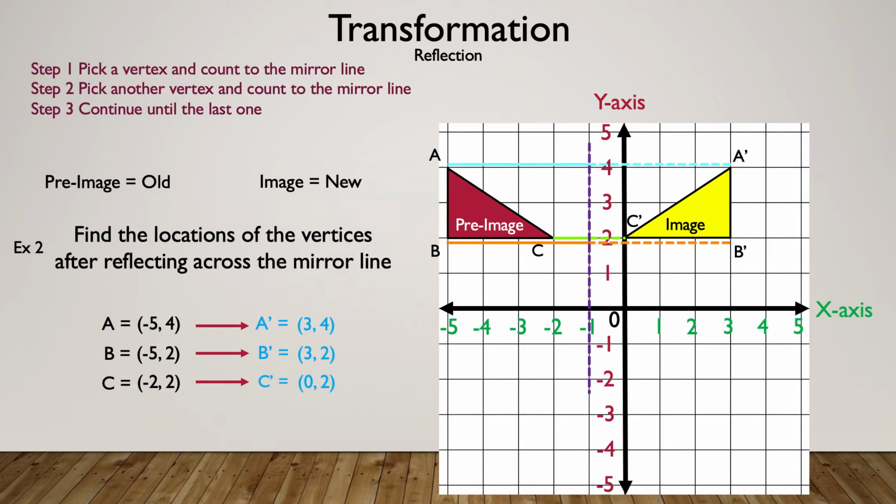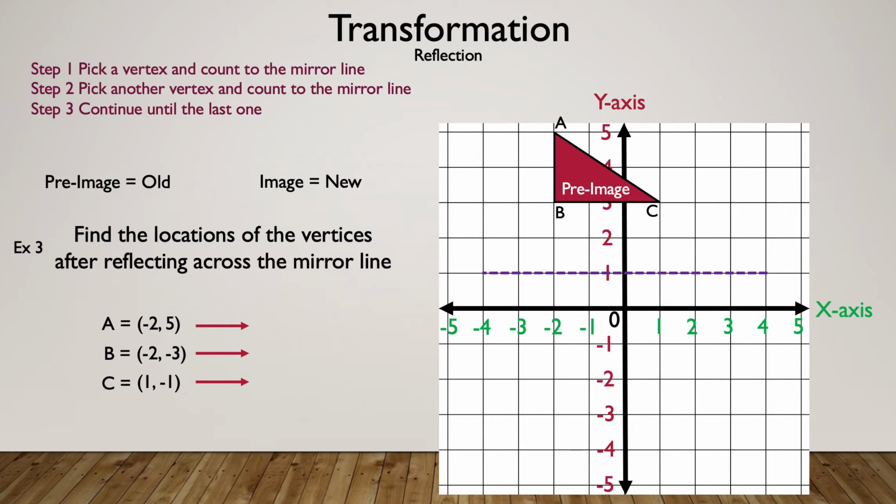Let's take a look at the last example, example 3. This case is a little bit different since our mirror line is horizontal. Let's see if you get it. This is what the image looks like. And now let's show you why that is the case.